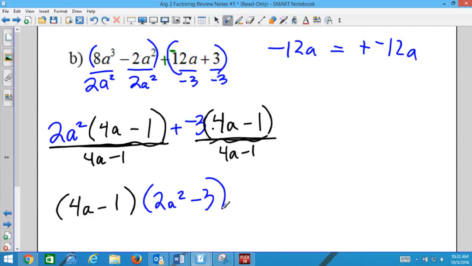Yes, Jim? How do you get negative 3 to be negative 1? From right here, I'm dividing out a negative 3 because that's what these both have in common. So I'm taking 3 divided by negative 3. When I did 3 divided by 3, it's 1. But since one of them is negative, it's negative 1. Why is 12 negative? Because in the original question, it was minus 12. So we changed it into plus negative 12.